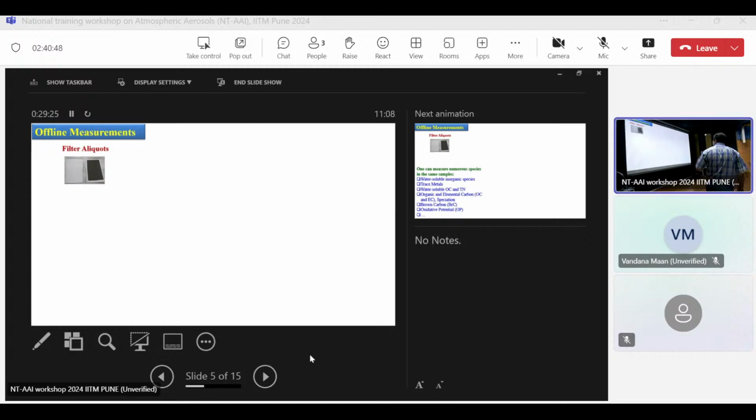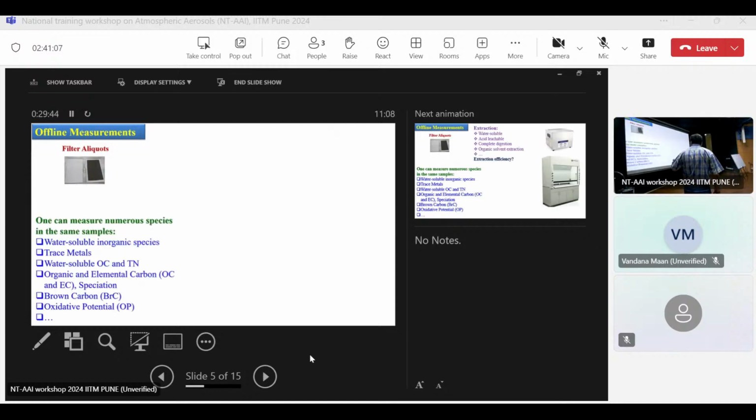Beauty is what? That from the same filter you can do wide variety of measurements. No online instrument can give you all the things. But if you have filters, you can take different reports and measure whatever you want. Same filter, you are getting so many things. So one can measure numerous species which include water soluble inorganic species.